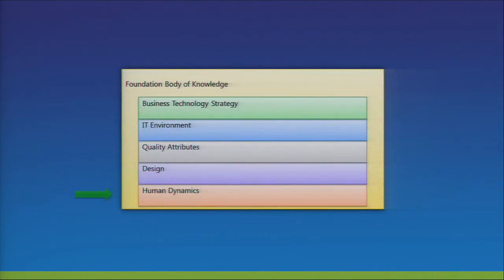Okay, the last I saved for last because it's the one that's most important and the one that we struggle with the most. It's the one we want to avoid. It's human dynamics. And it's the one that the surveys found to be the most important.